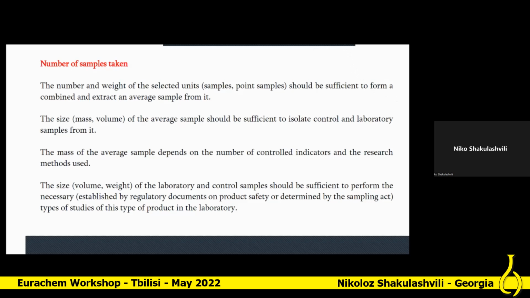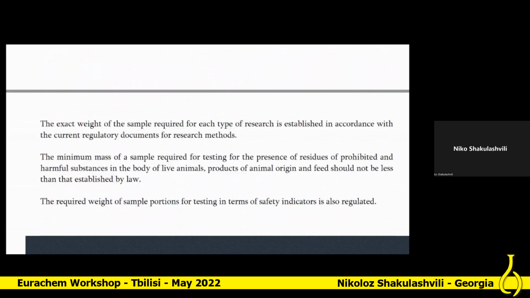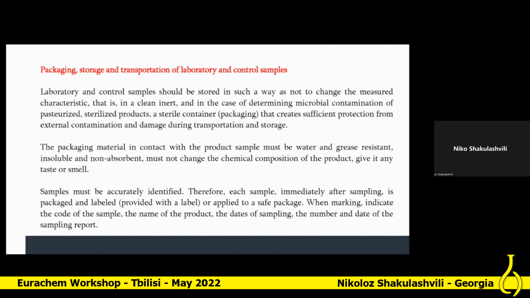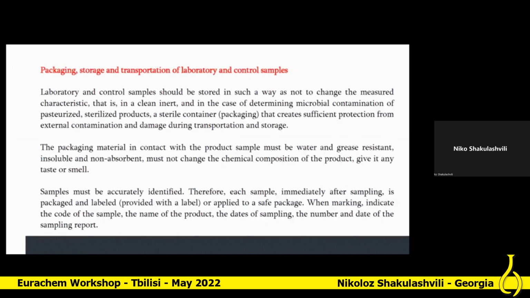I'll be very brief now, and I'll be speaking about transportation related challenges. When it comes to packaging and transportation, the physical and chemical characteristics shall not be affected and shall not be changed. So the containers in which the samples are kept should be selected specifically so that even the packaging does not have an impact on the chemical and physical characteristics of the sample.